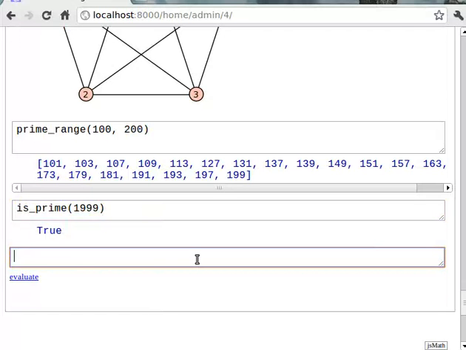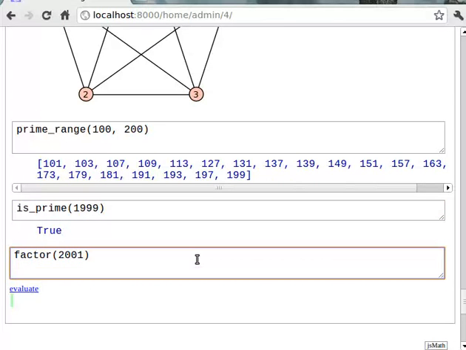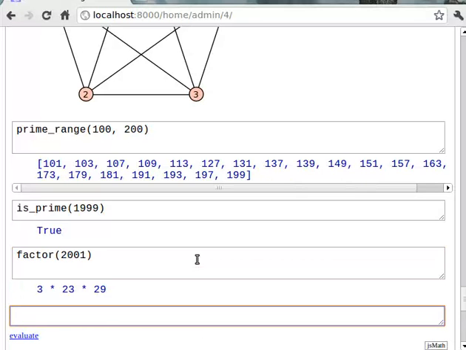Factor 2001 gives the factorized form of 2001. So to see that you can type factor within brackets 2001 and hit shift enter. So you can see the value in the output.